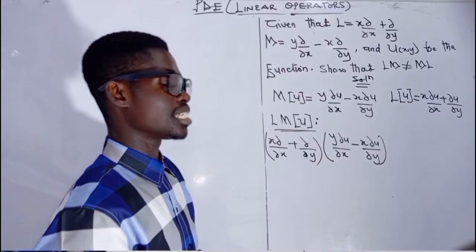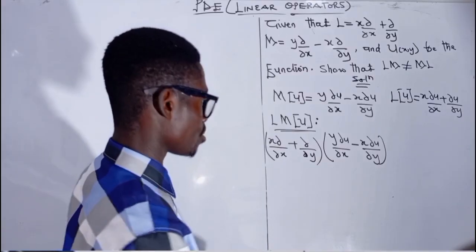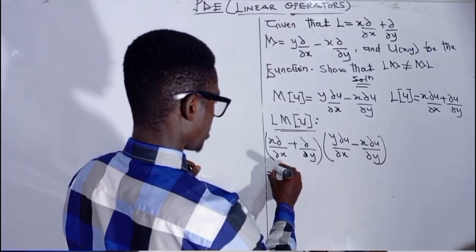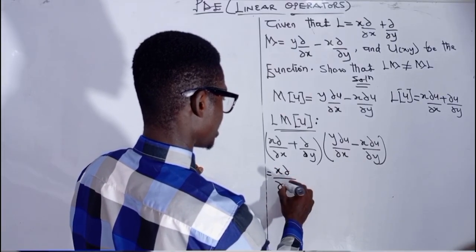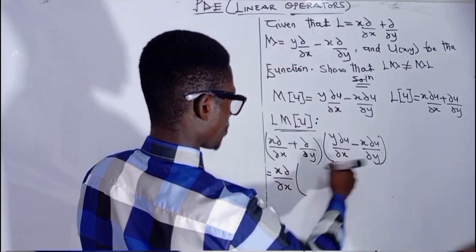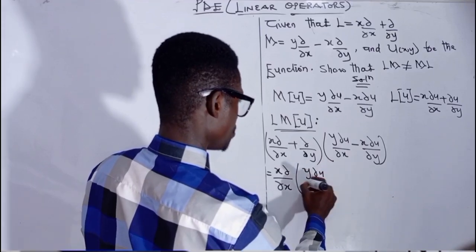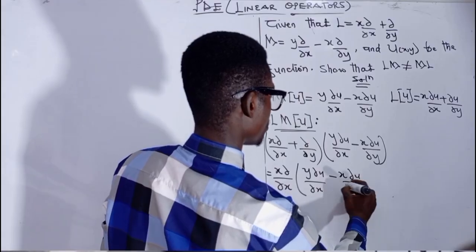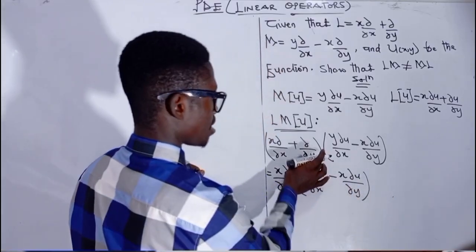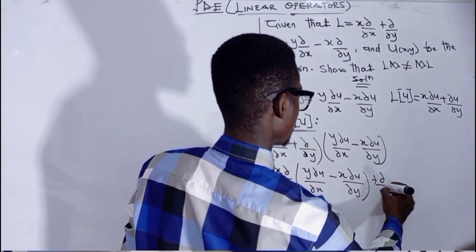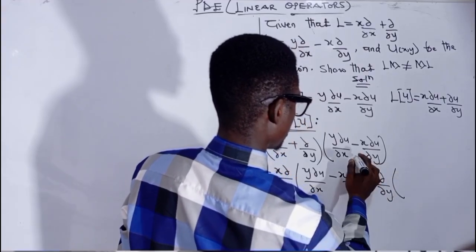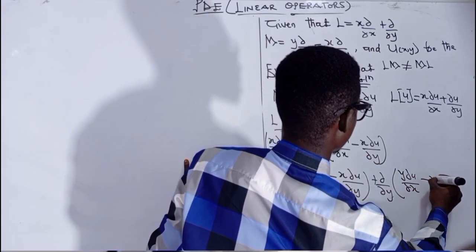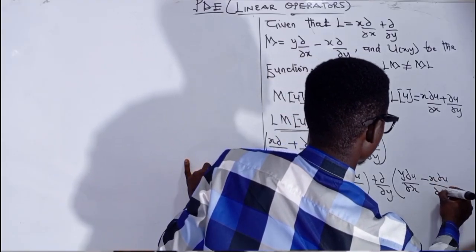Once we have this, we are just going to apply the distributive property. This is going to multiply this. This is going to multiply that. We have x ∂/∂x of y ∂u/∂x minus x ∂u/∂y. Then we come for this, so we have plus ∂/∂y of y ∂u/∂x minus x ∂u/∂y.